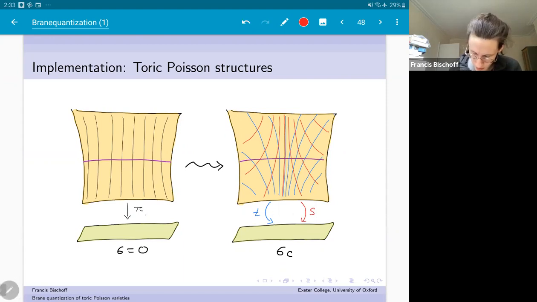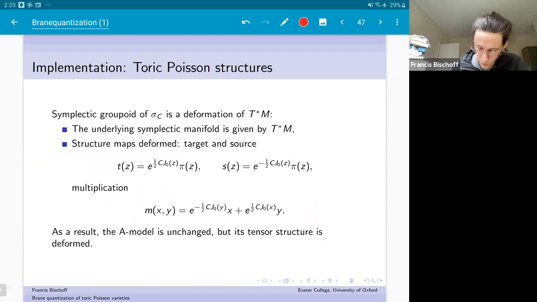So the target and the source maps are now different, and we get a different multiplication structure. If you just look at the formulas, you can see that it involves both this R matrix and this Hamiltonian J_0. The result of this is that since the symplectic manifold is unchanged, its A model, the underlying category, will be unchanged, but the tensor product structure is going to get deformed. So this is the category where we're going to implement our construction.